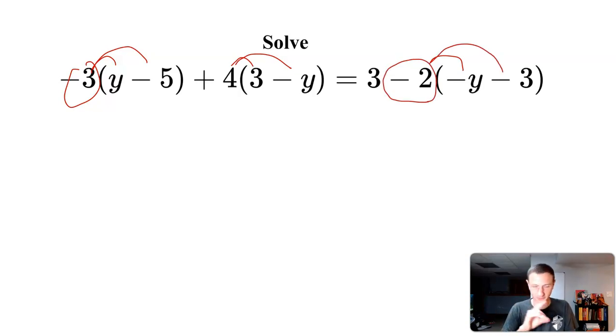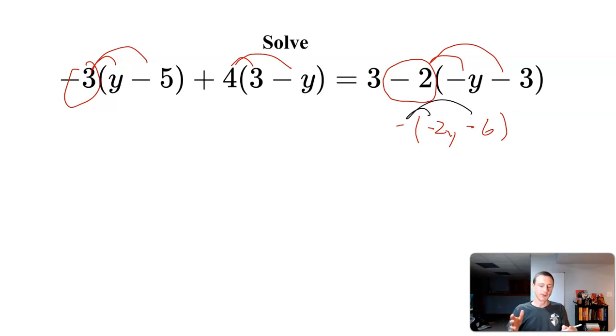Here's what's going to happen if you don't do that. If you forget to distribute the negative, and you just distribute the 2, here's how you'd have to write that. You'd have to write minus, and then parentheses again with the 2 times -y, so it'd be -2y, and then you'd have 2 times -3, which would be -6. So you'd still have to end up distributing the negative inside the parentheses.